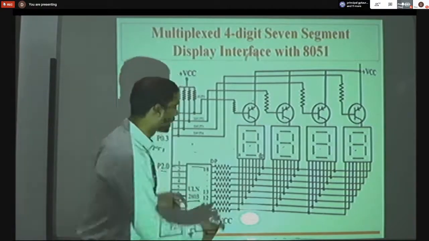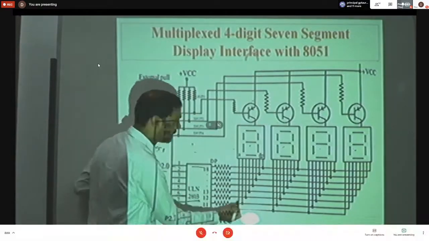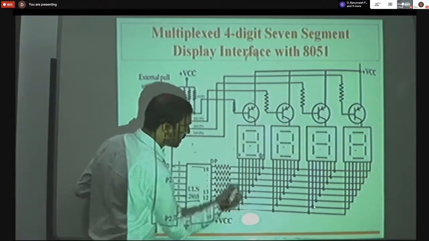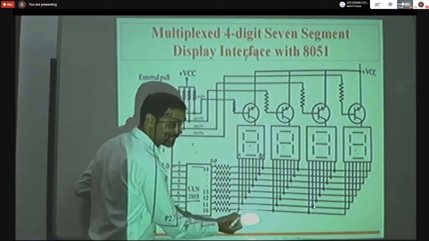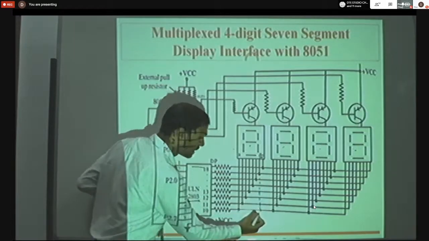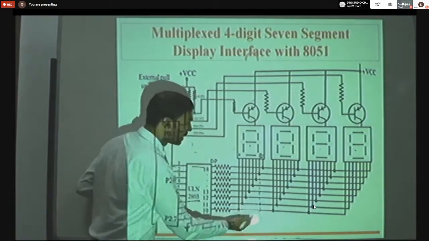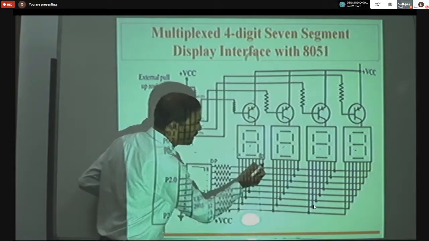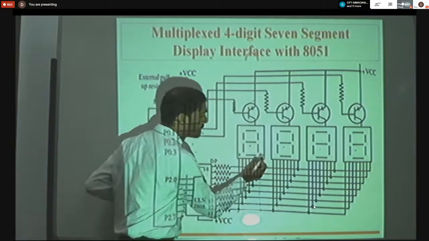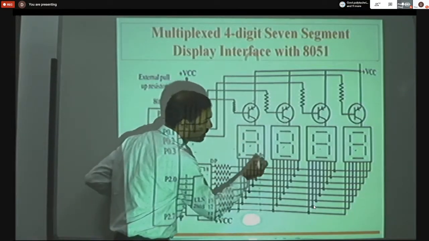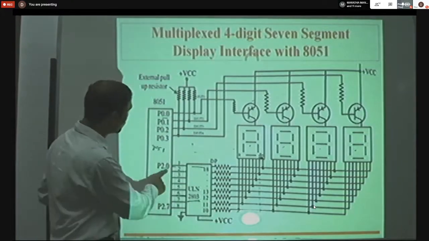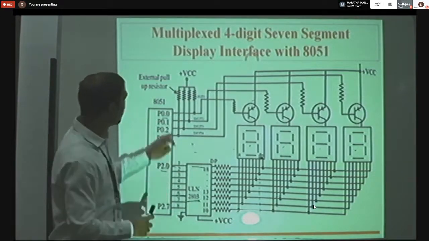So that's why there are 8 lines totally. These 7 lines are starting from here. See here, they are mentioned. This line is reserved for A, the first segment, and the last segment is G, A to G, and this segment is reserved for the DP. DP means decimal point. If you want to display any floating point value, then this DP will help. So see here, I am using port 0.